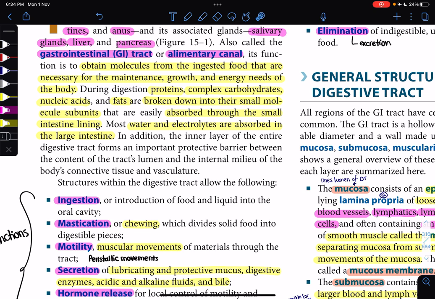In addition to that function, عندنا كمان a function of protecting. Well, here the inner layer of the entire digestive tract forms an important protective barrier between the content of the tract's lumen and the internal milieu, يعني internal environment of the body's connective tissue and the vasculature.